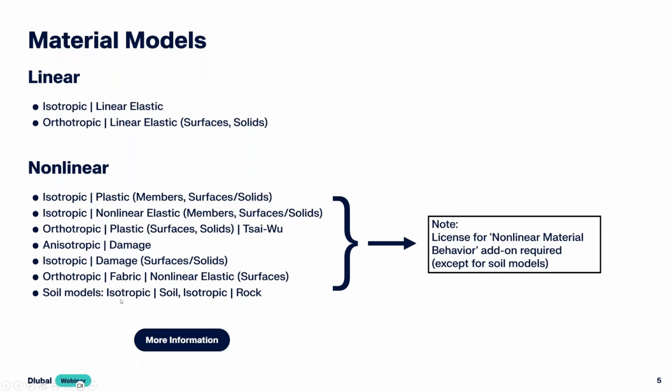Where are the soil models? Isotropic soil and isotropic rock. And for these material models, the geotechnical analysis add-on is necessary. And for the first 6, the nonlinear material behavior add-on. For more information, you can press the button with the link here.